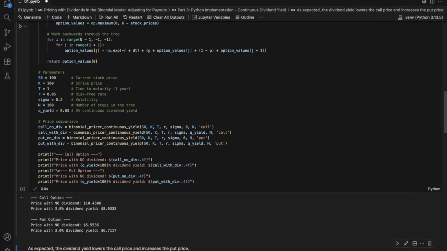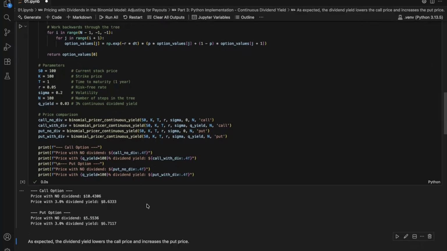Look at the results. For a call option, the price with no dividend is $10.4306. And with 3% yield, it drops to $8.633. For the put option, the price with no dividend is $5.55. And with the 3% dividend yield, it increases to $6.7117. This is exactly what the theory predicted. The leakage of value from the dividend hurts the call and helps the put.